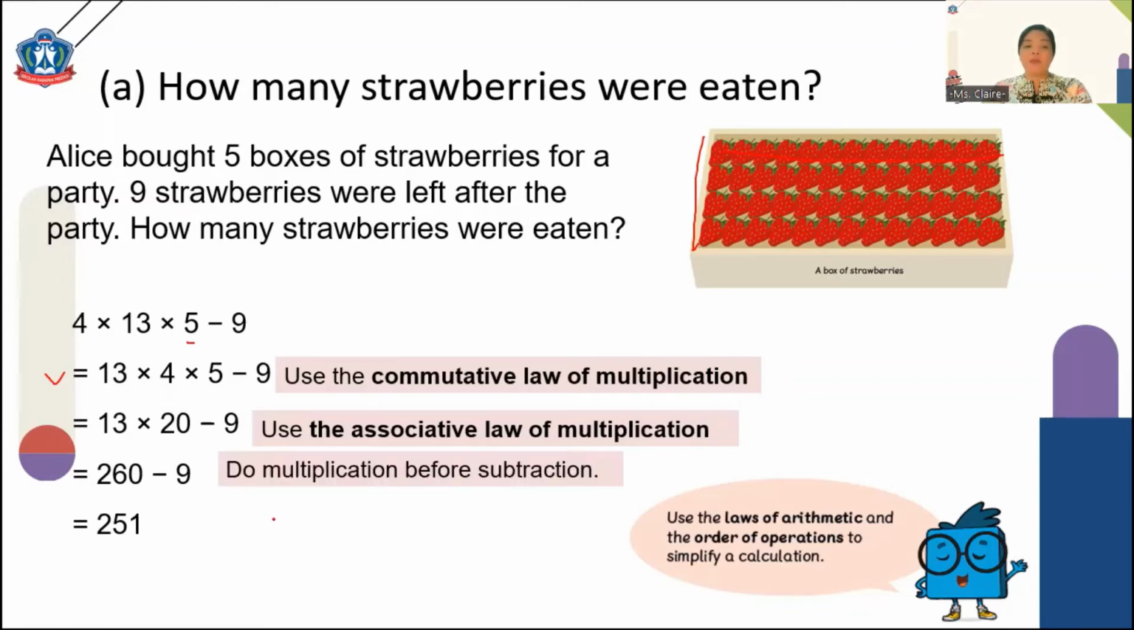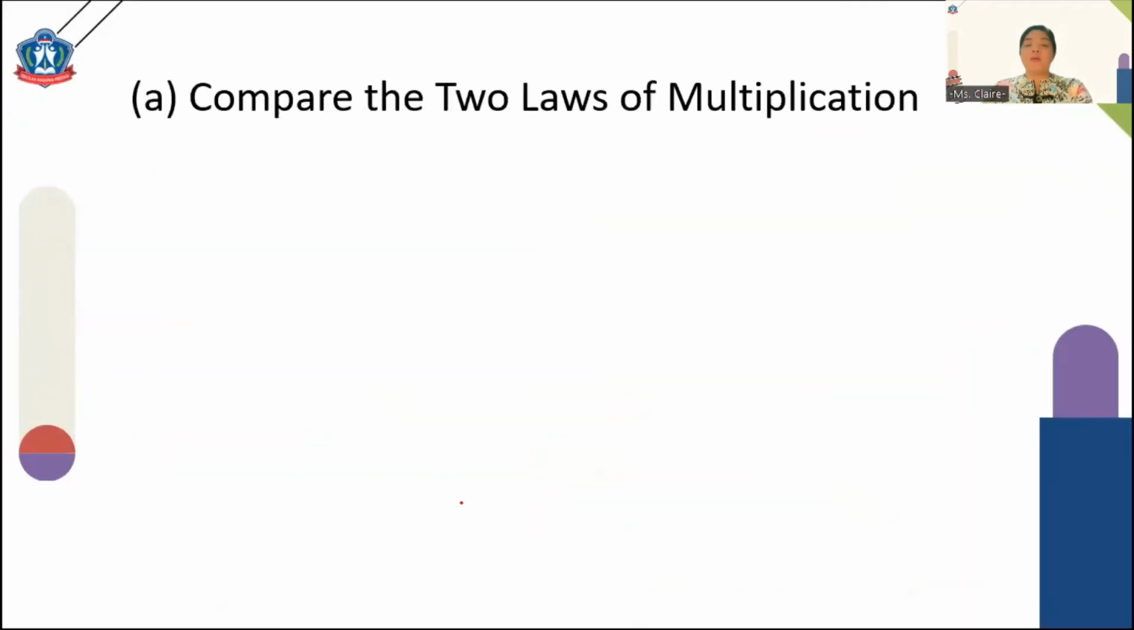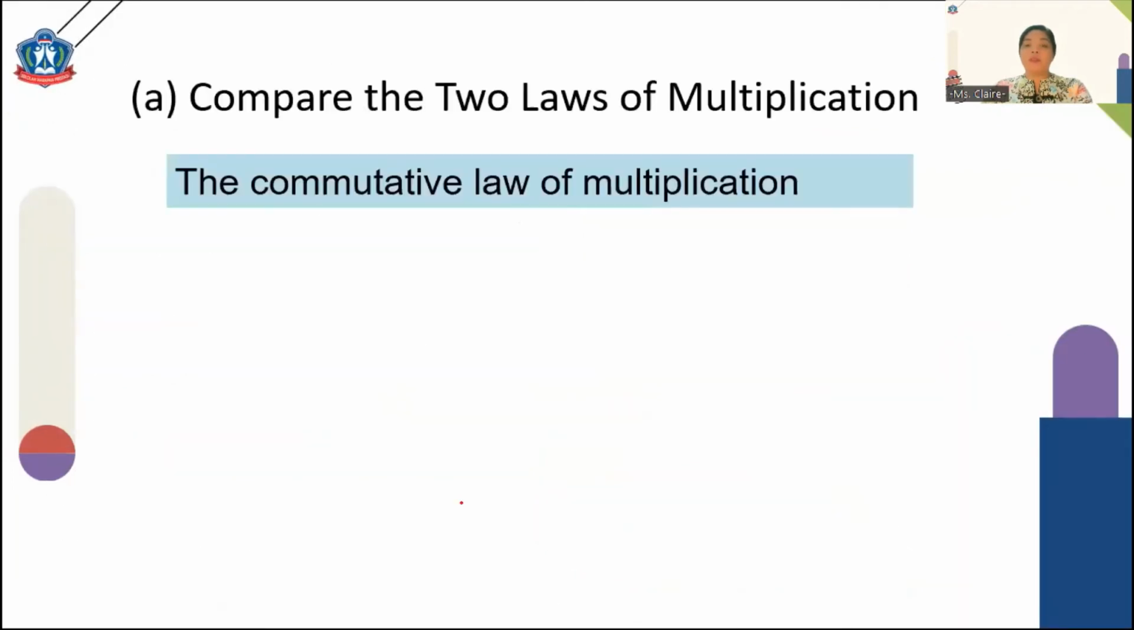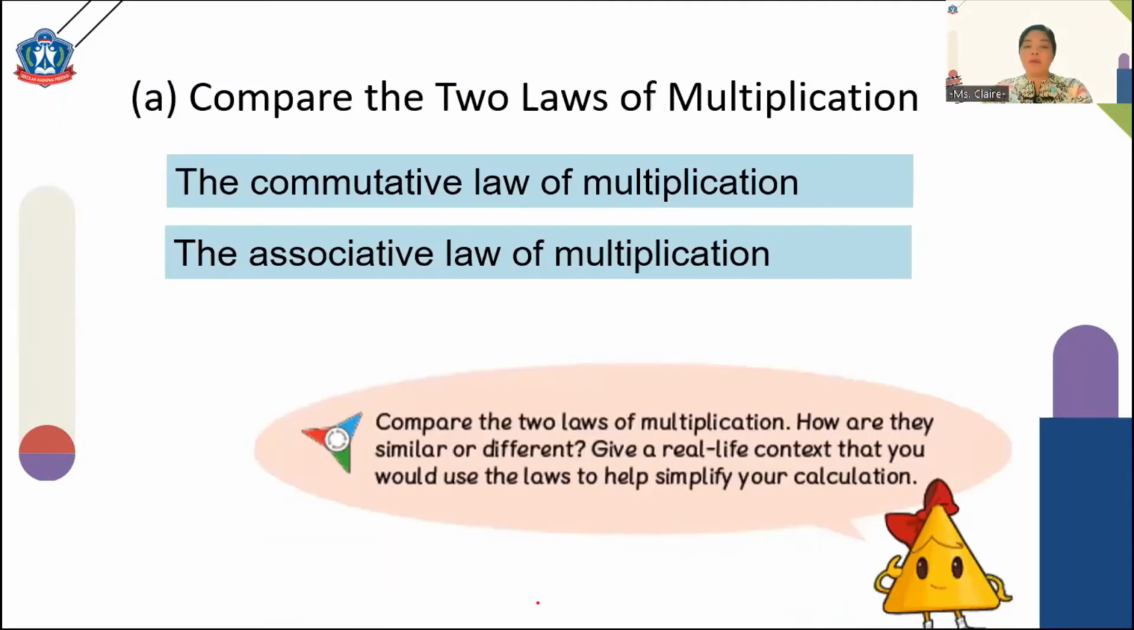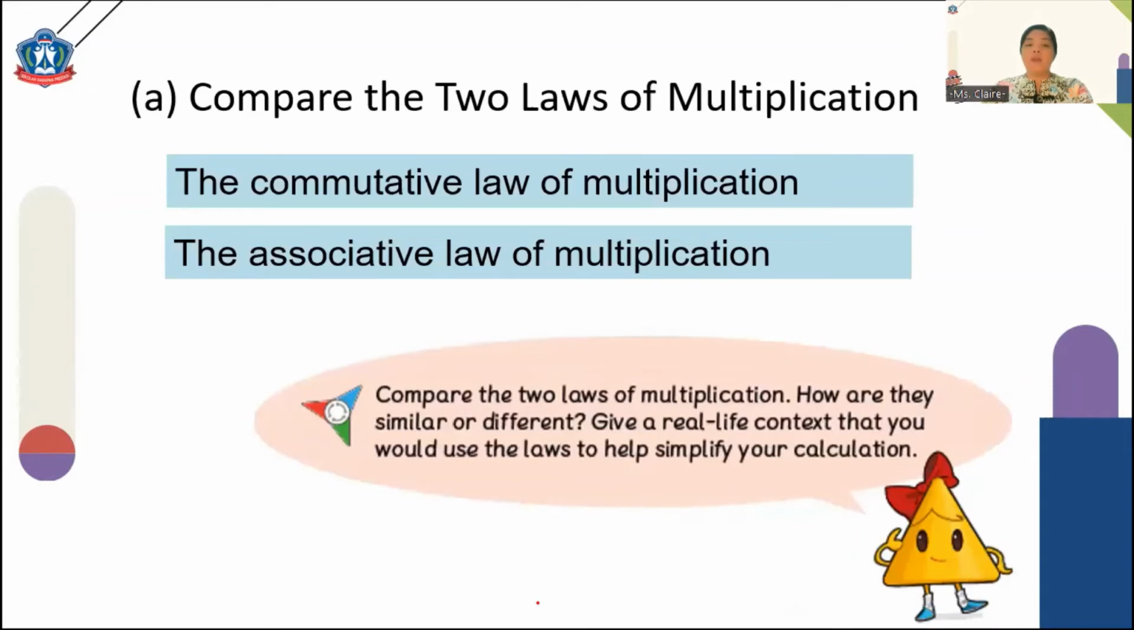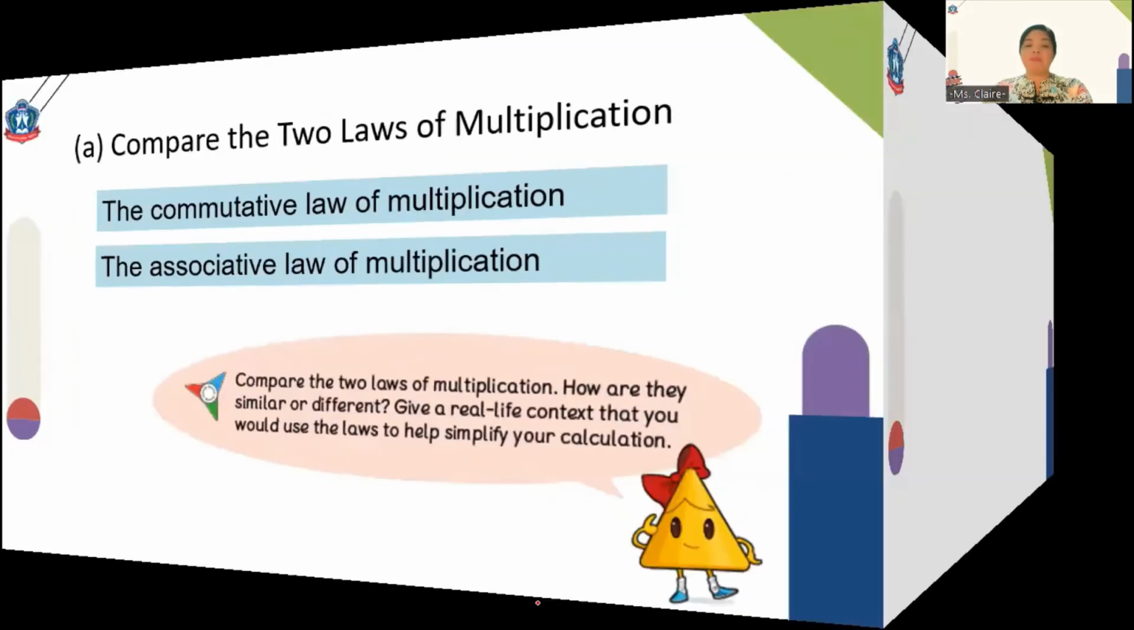After that, we do multiplication first before subtraction. This is 260 minus 9 is 251. So there are 251 strawberries eaten. Now, we have the 2 laws of multiplication, the commutative law and the associative law. During our class, I will discuss deeper about these 2 laws of multiplication.